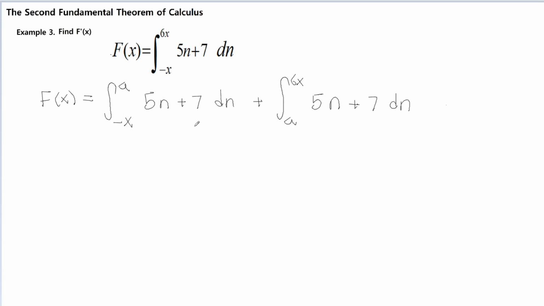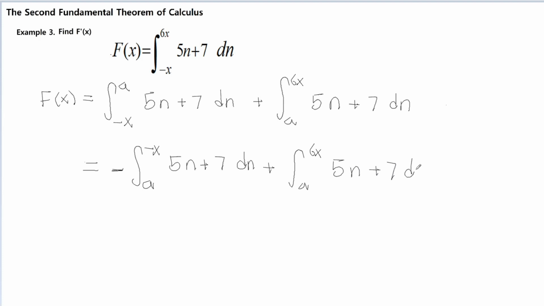If you look at the first part of the integral, we still have our upper limit to be the constant. So we're going to rewrite that once again as negative the integral from a to negative x of 5n plus 7 dn, plus the integral from a to 6x of 5n plus 7 dn. And now both of these integrals are ready to use the second fundamental theorem of calculus.